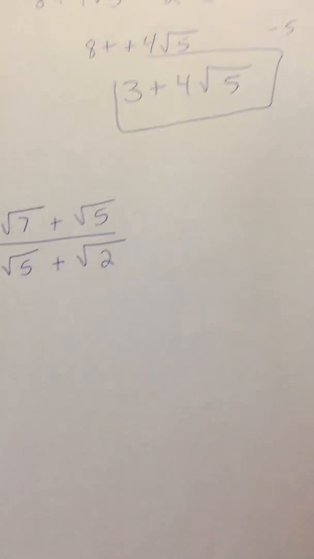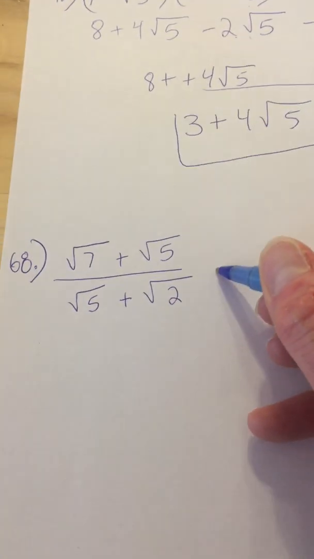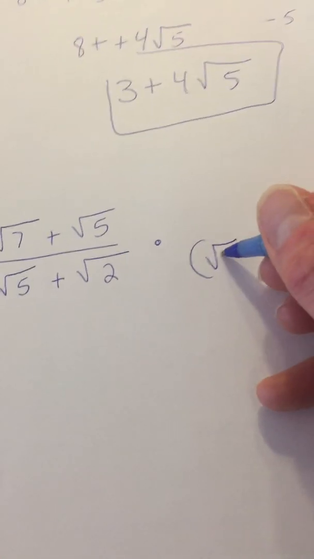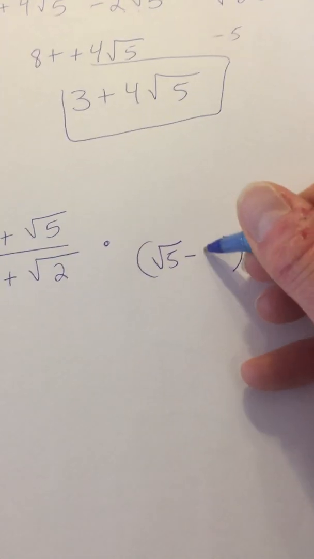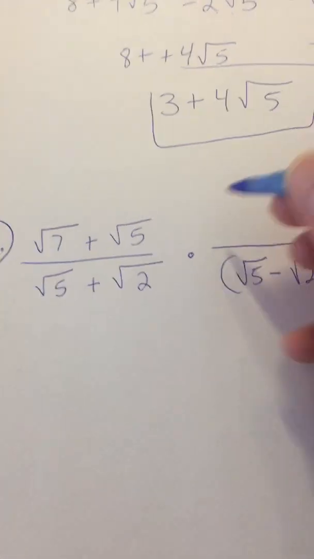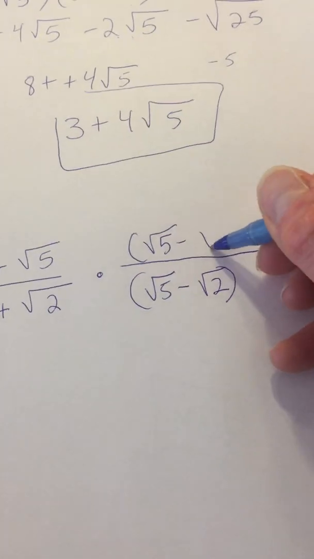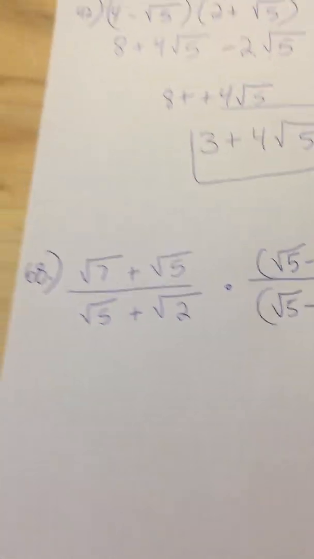And then last but not least is this one. The way that I'm going to get rid of this expression on the bottom is by multiplying by the conjugate, or however you want to say it. I'm going to do root 5 take away root 2, so the opposite operation, and I'm going to multiply the top and bottom by that. So root 5 with a subtraction sign. And basically now I'm going to distribute.